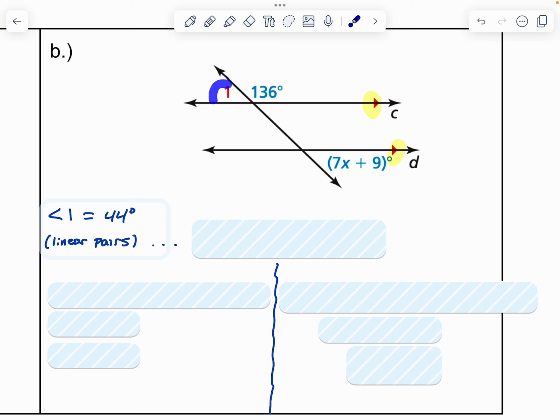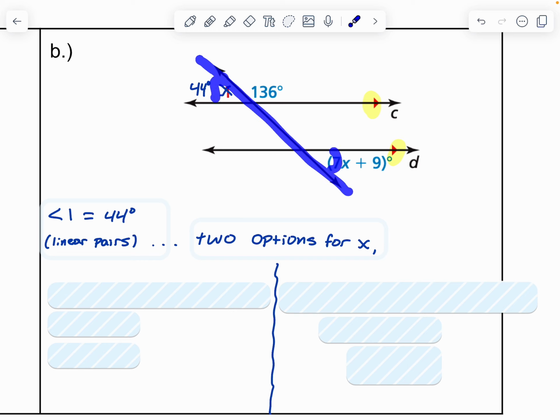Well, angle 1 and that angle are a linear pair because they form a straight line, meaning that that angle has to be 44 degrees. Now that we know that, we have 2 options for solving for x. Not just one anymore. Let's look at the option where I have this angle, angle 1, and this angle, 7x plus 9. I know that that becomes a 44-degree angle. Well, there's my transversal. Are these two angles on the same side or opposite sides?